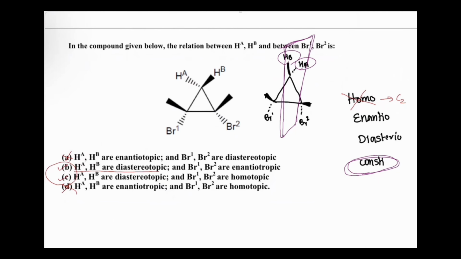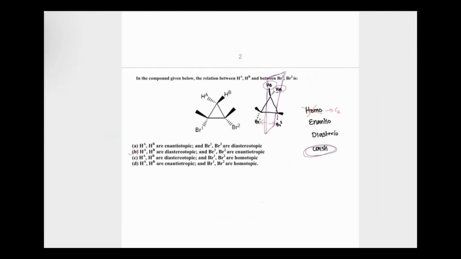Now again, coming back, we have a sigma here, and this sigma is reflecting both Br1 and Br2. So if a mirror plane is reflecting two atoms, that means these two atoms will be enantiotopic. So Br1 and Br2 are enantiotopic. Coming back to the options, in option B we can see Br1 and Br2 are enantiotopic. So the correct answer will be option B, where HA and HB are diastereotopic and Br1 and Br2 are enantiotopic.